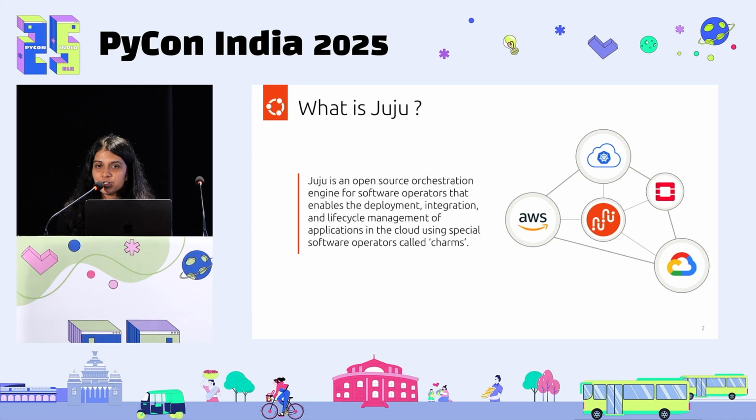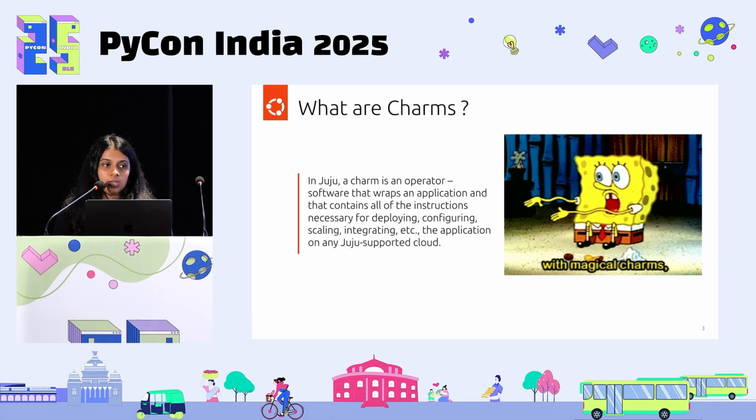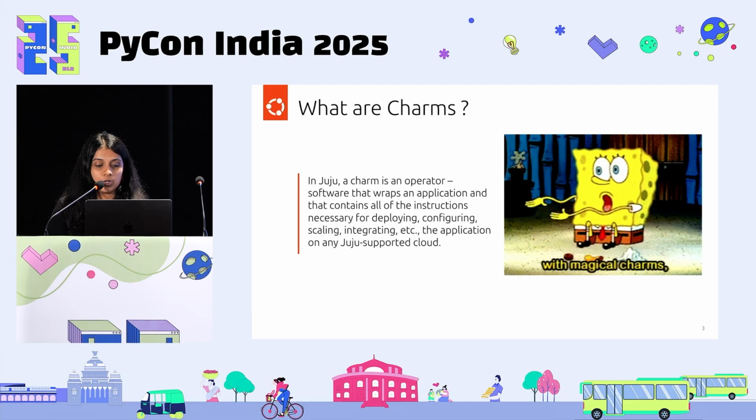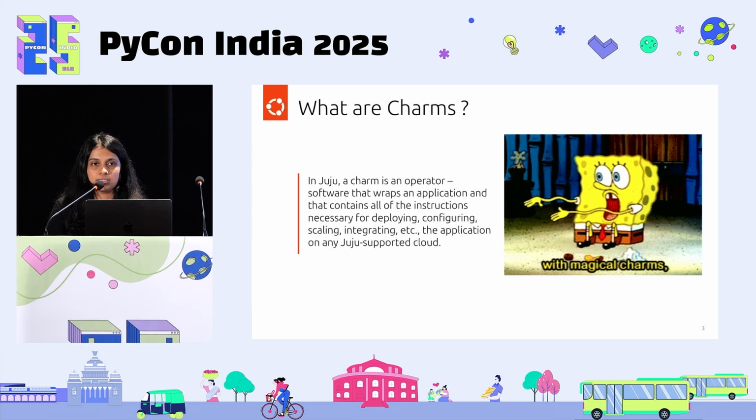Now, I'd like to introduce you to a few terms. The first one being Juju, which is an orchestration engine that allows you to easily deploy, integrate, and maintain Charms in the cloud. And you do this with the help of a special operator called a Charm. Juju and Charms provide a simple and repeatable way to maintain your applications across various clouds, including Kubernetes containers, Linux containers, virtual machines, bare metals, on both public and private cloud.